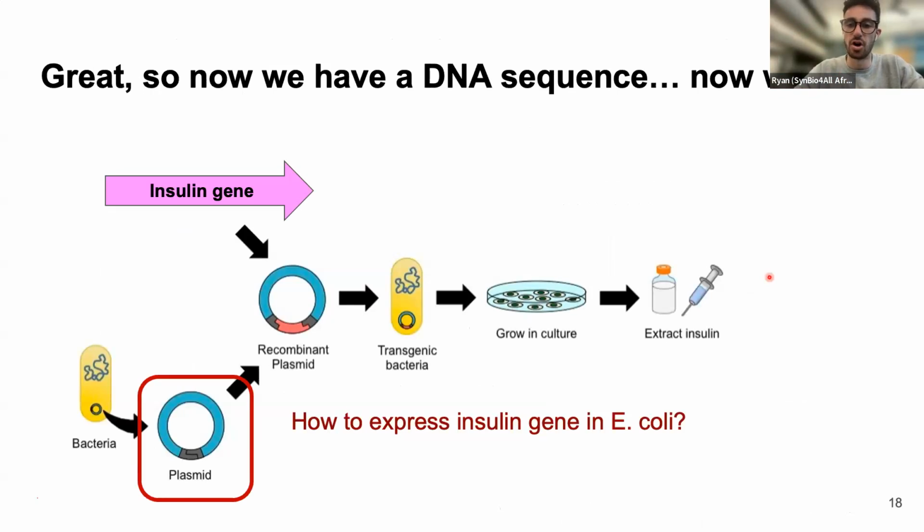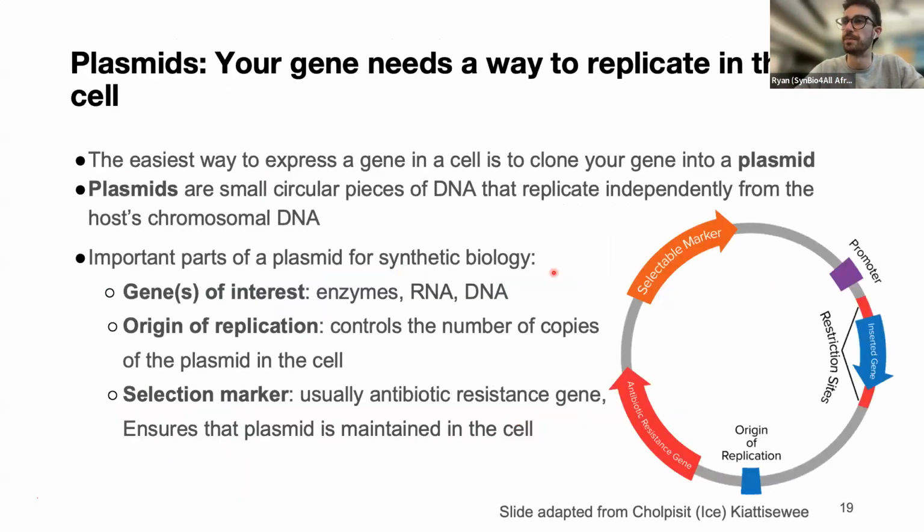Okay, so coming back to plasmids. The easiest way to express a gene in a cell is to clone your gene into a plasmid. So what is a plasmid? It seems like people have some familiarity with this, but plasmids are basically small circular pieces of DNA that replicate independently from the host chromosome or genomic DNA. This DNA is not a part of the cell's genome, but is still in the cell and replicating.